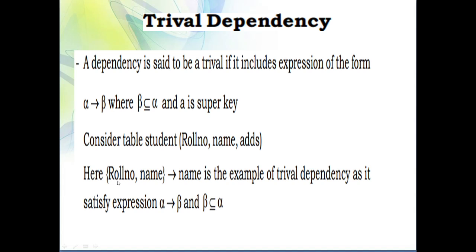Suppose we use the combination of roll number and name to determine the value of name, then we can say that it's an example of trivial dependency. Why? Because this is alpha and this is beta, and beta is a subset of alpha. That's why it is an example of trivial dependency. You need to consider this condition: alpha determines beta and beta is a subset of alpha. Here roll number and name is used to find the value of name, and name is a subset of this. So this is an example of trivial dependency.